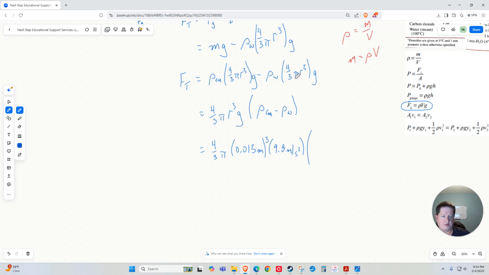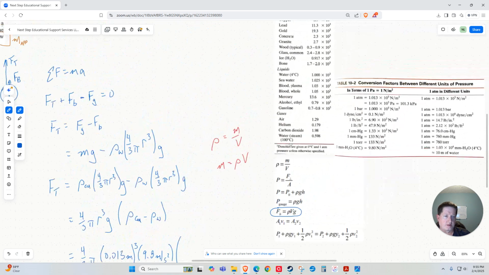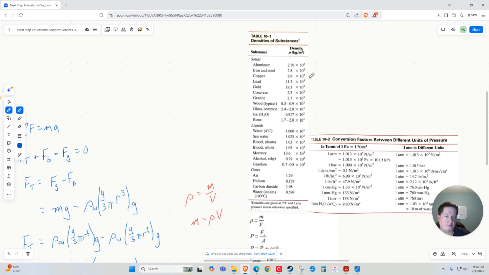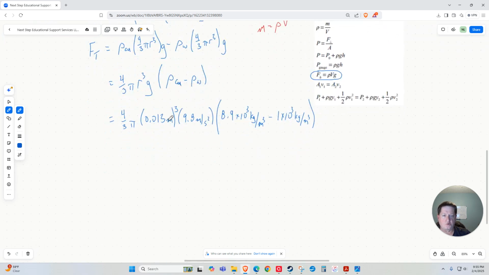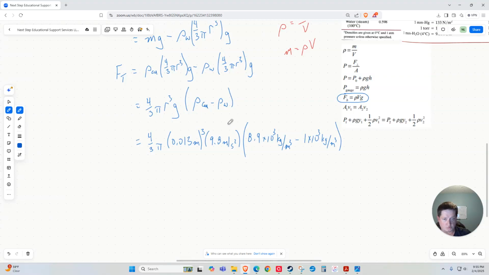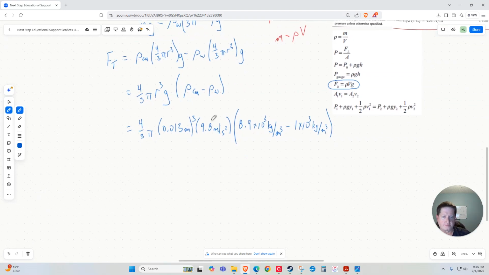We're going to take the difference of the densities. Now, for density, we're looking at copper, and then water. Copper is 8.9 times 10 to the third, and that's kilograms per cubic meter. And for water, it's simply 1 times 10 to the third, or 1,000. Also kilograms per cubic meter. Now, because we did our conversions, these cubic meters will cancel with those cubic meters, so that shouldn't be a problem. We're going to end up with kilogram meters per second squared. That is a mass times acceleration, which is a force. So that makes sense for our tension.